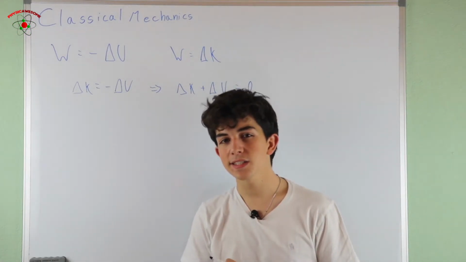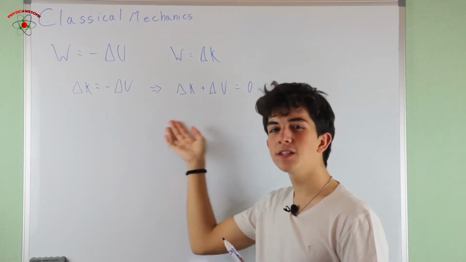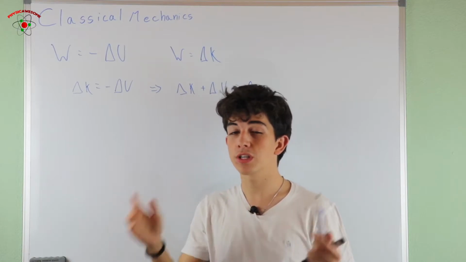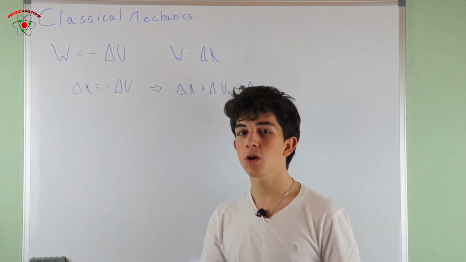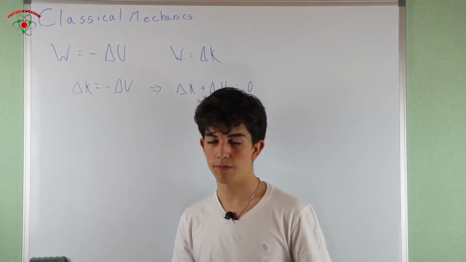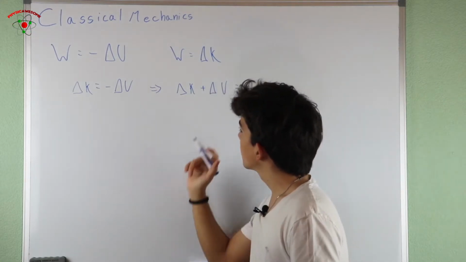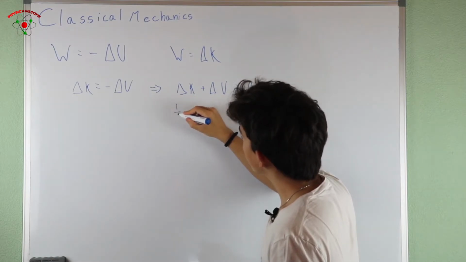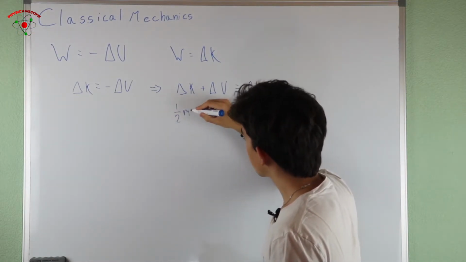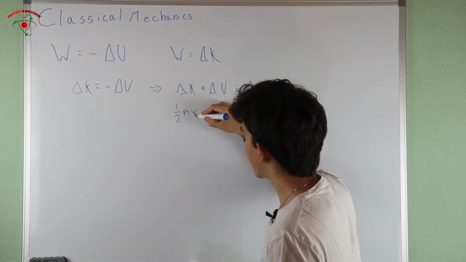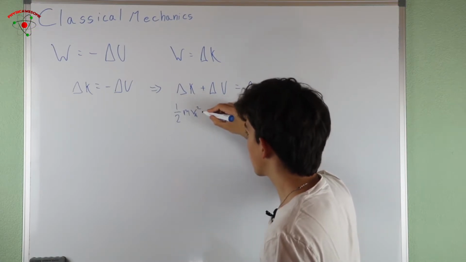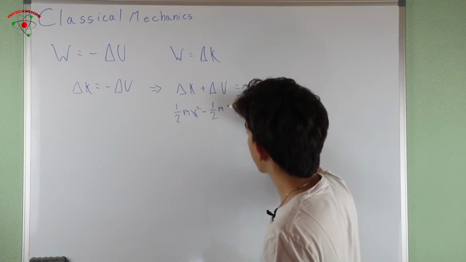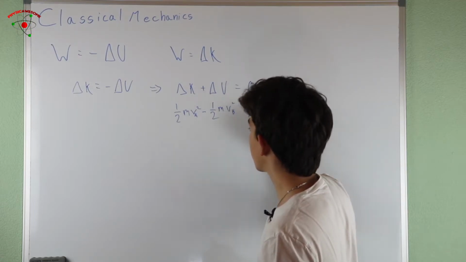This, in a sense, helps us define some quantity that somehow takes account of both what kinetic energy you have and what potential energy you have. In that way, we're going to define this as 1/2 m times the velocity at point A squared minus 1/2 m times the velocity at point B squared.